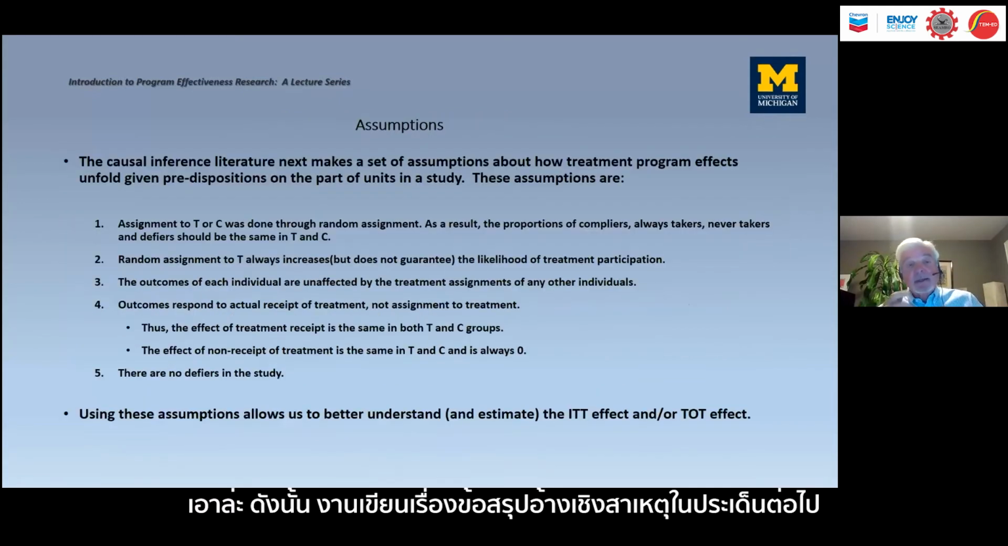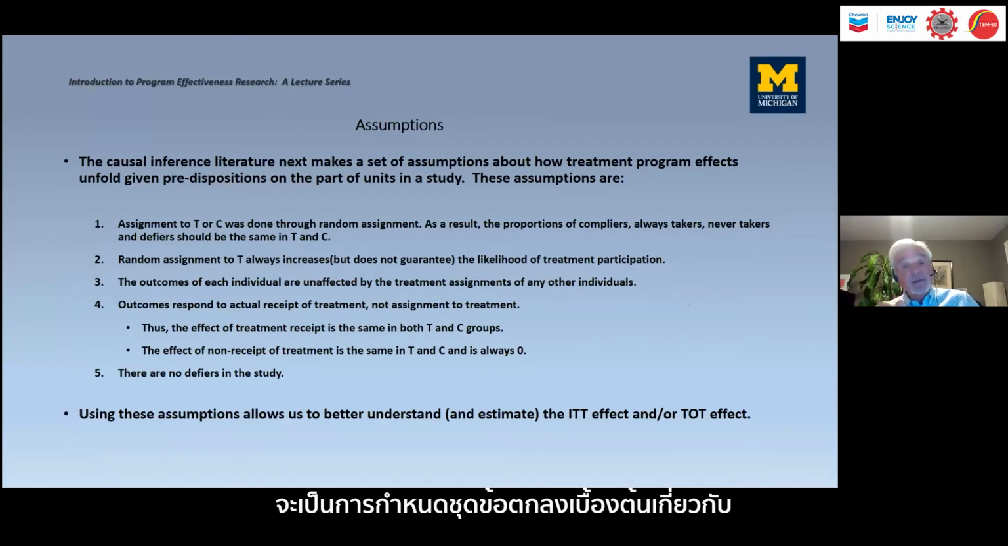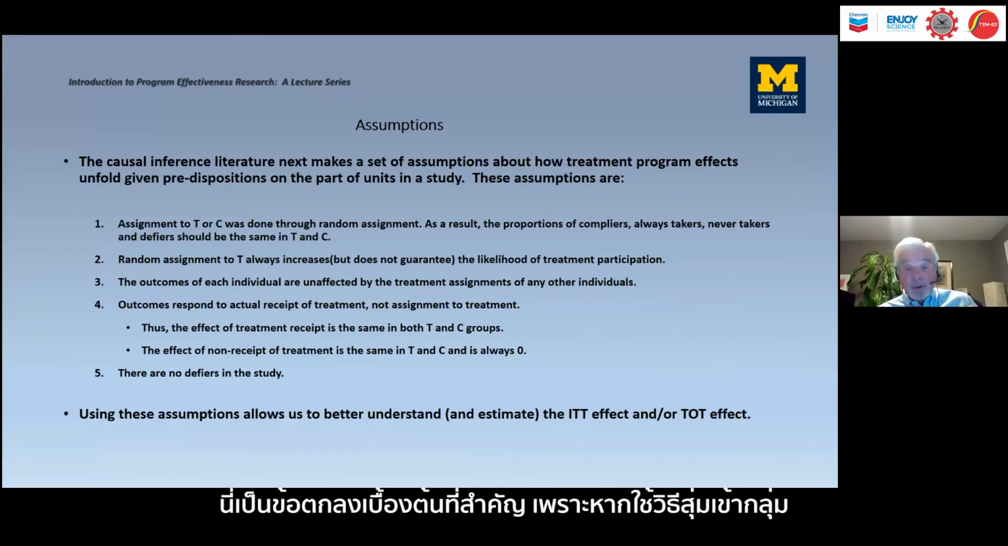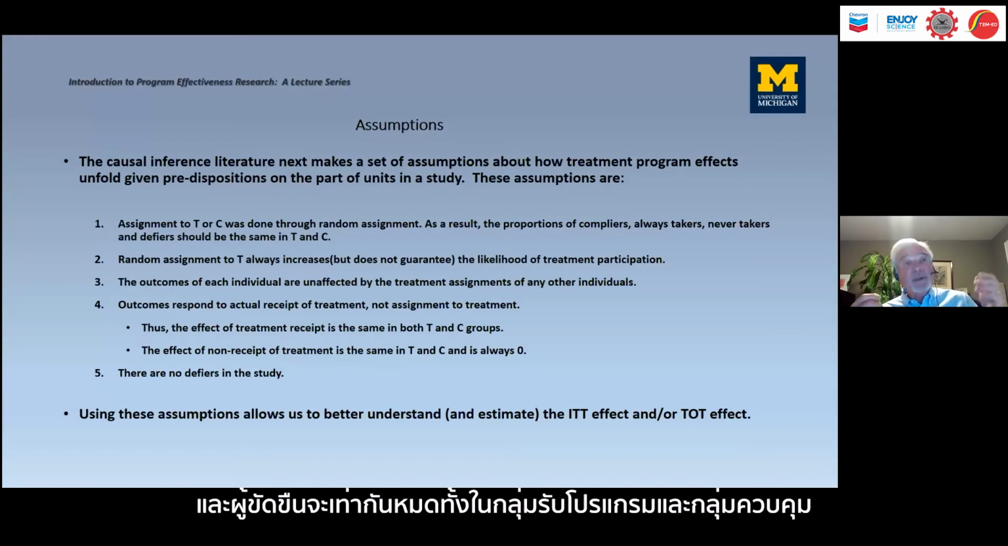Okay, so the causal inference literature next makes a set of assumptions about how to estimate program effects on outcomes, given that individuals or units in a study have these predispositions. So these assumptions are, first of all, that assignment to the treatment or control group was done through random assignment. And this is an important assumption because if random assignment is used, the proportions of compliers, always takers, never takers, and defiers should be the same in the treatment and the control groups.